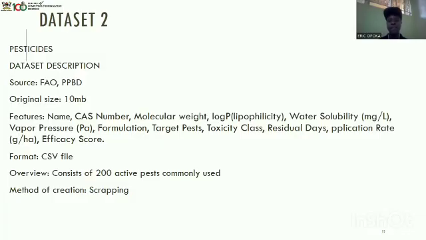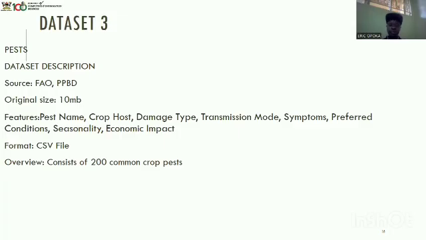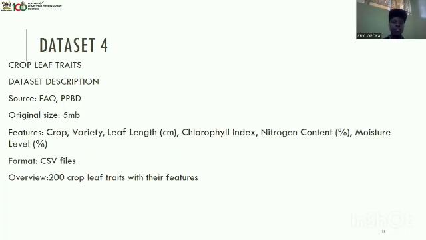It consists of 200 active pesticides commonly used. For the method of collection, we used the scraping method here. Data set 3 was for pests, which we got in the same way we got the pesticide data. It had those features. It was in the format of a CSV file and consists of 200 crop pests. Next we had the crop leaf traits, that's the crop variety and the rest. It was also in the form of a CSV file, and it also consists of 200 leaf traits with their features.